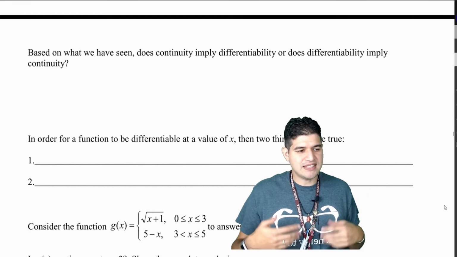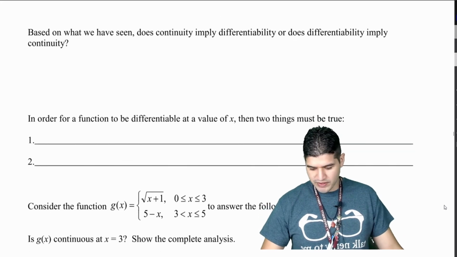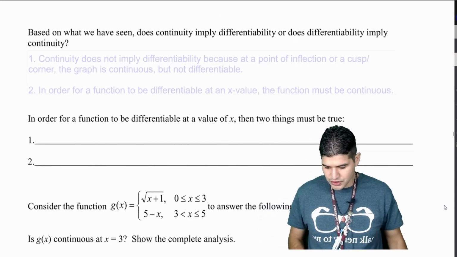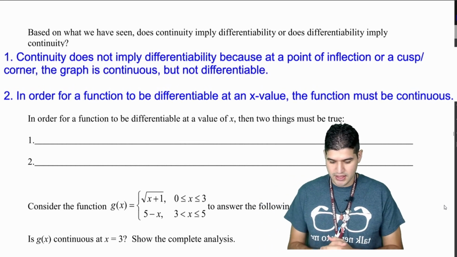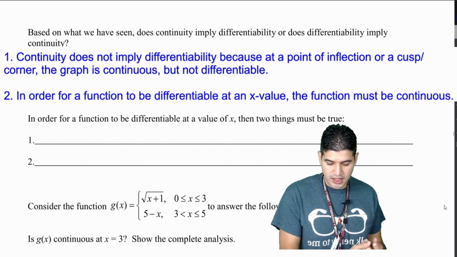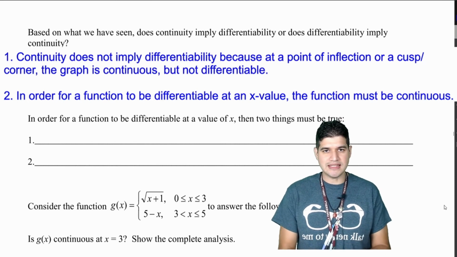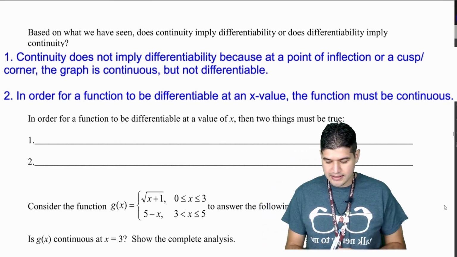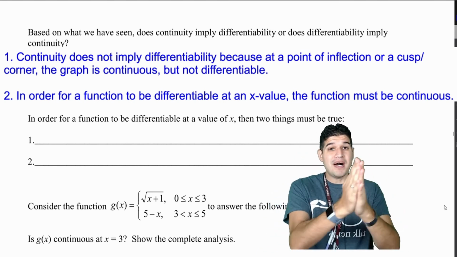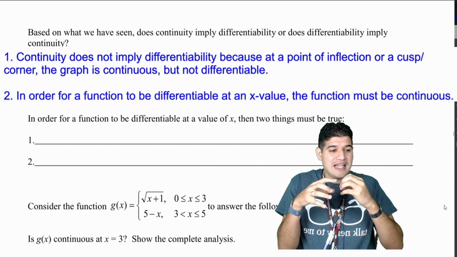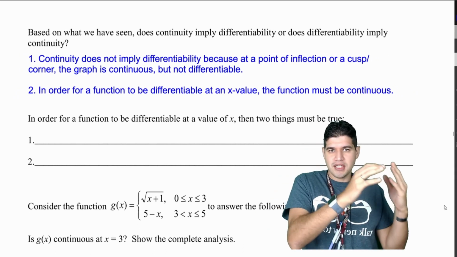Okay, so we're going to condense that down into these two statements. So based on what we have seen, does continuity imply, or does differentiability imply continuity? And so for the first part, we'll say continuity does not imply differentiability, because at a point of inflection or a cusp, the graph is continuous but not differentiable. We saw that in our previous two examples. The second thing is that in order for a function to be differentiable at an x value, the function must be continuous. Okay, so if we have something that is differentiable, then it does imply continuity.